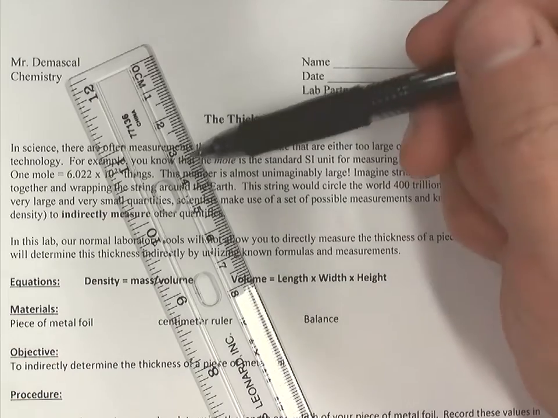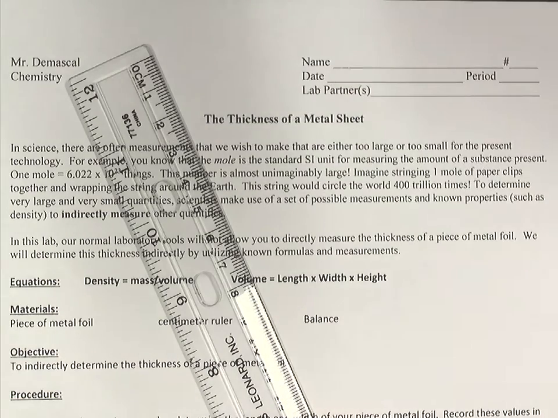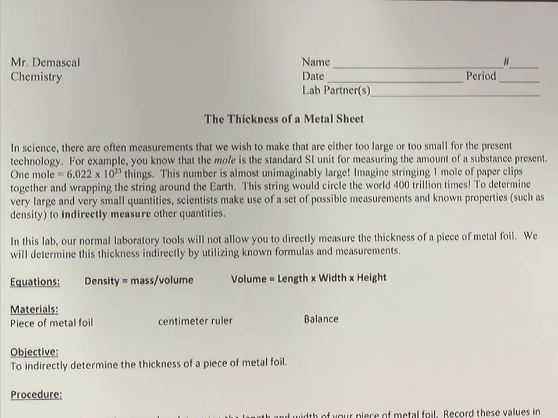Since this only reads to the tenths, we can only estimate to the hundredths, and we're talking about thickness of this foil in the thousandths. We can't measure it. We're going to have to use something called indirect measurement. So in science, there are often aspects of a sample that are either way too big or way too small for us to measure using the tools that we have available.